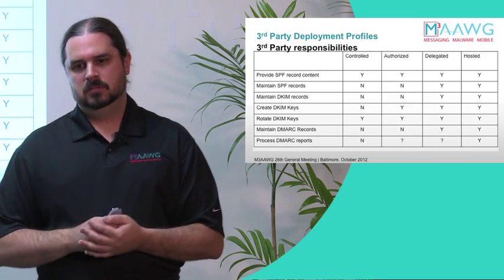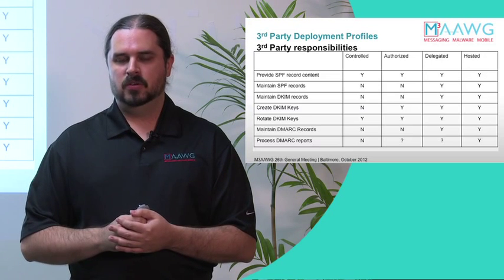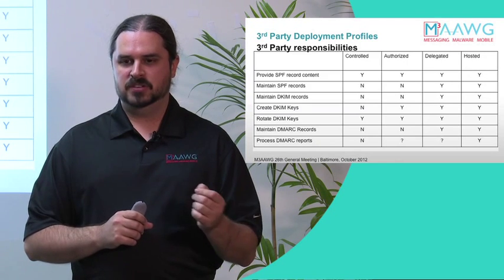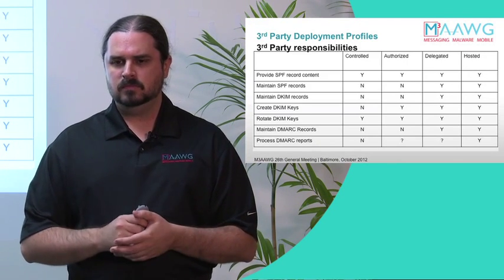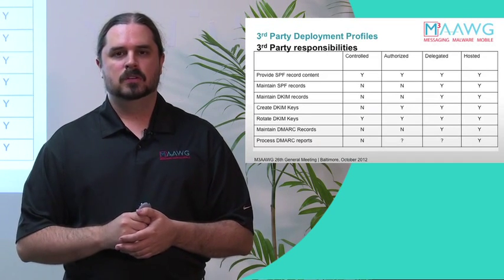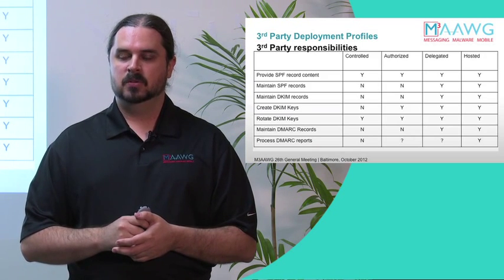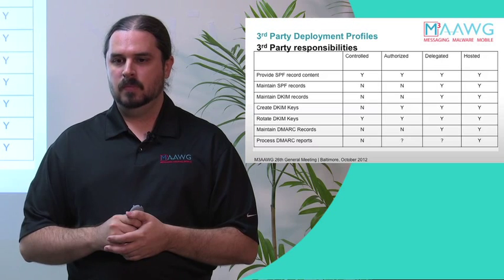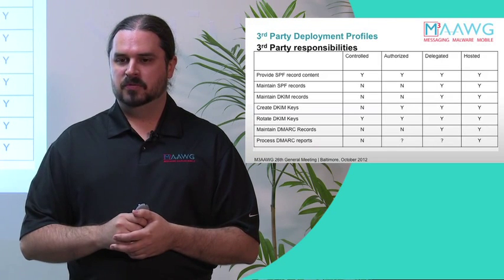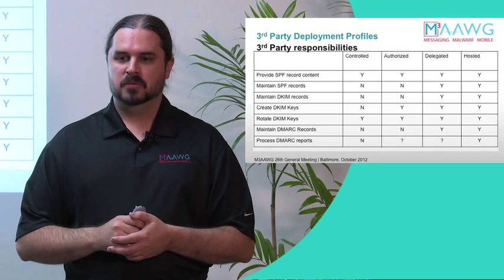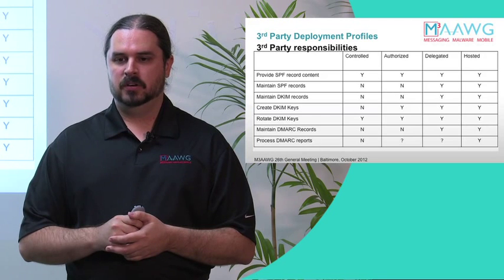So to sum up the four different categories and give you an idea of what the responsibilities of the third-party provider are for each of them, we have this chart. Down the side, you can see the different high-level actions or tasks that are responsible for setting up a domain authentication program, setting up DMARC, and maintaining it going forward. And as you can see, as you move from controlled to hosted, more and more things are the responsibility of the third party as opposed to the domain owner.